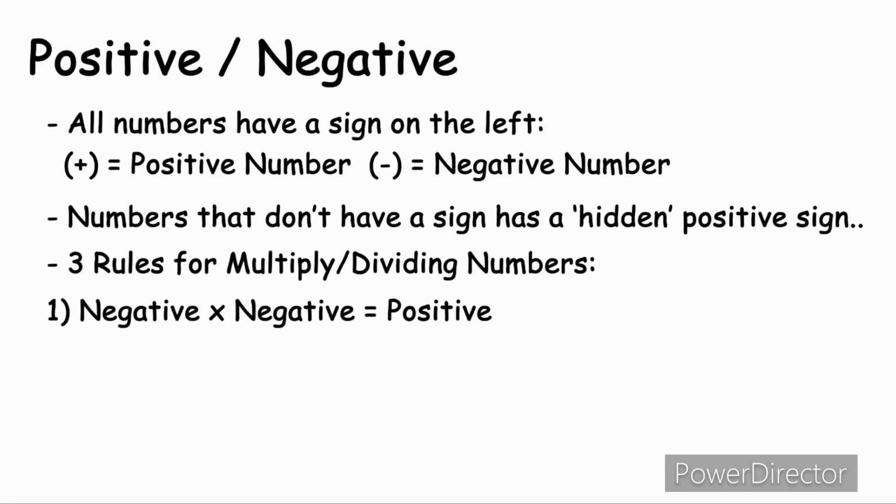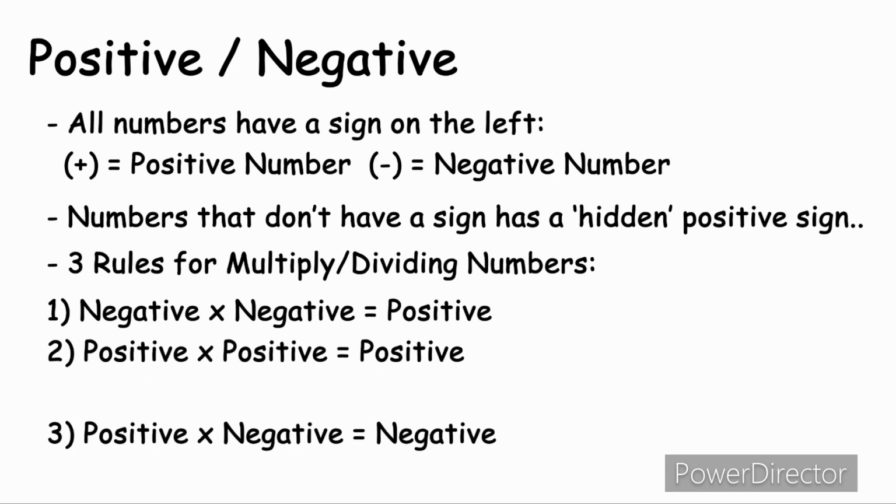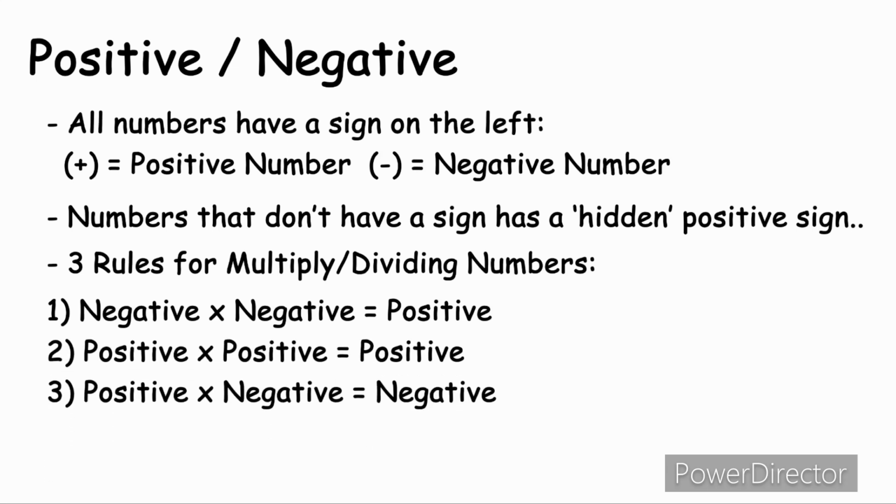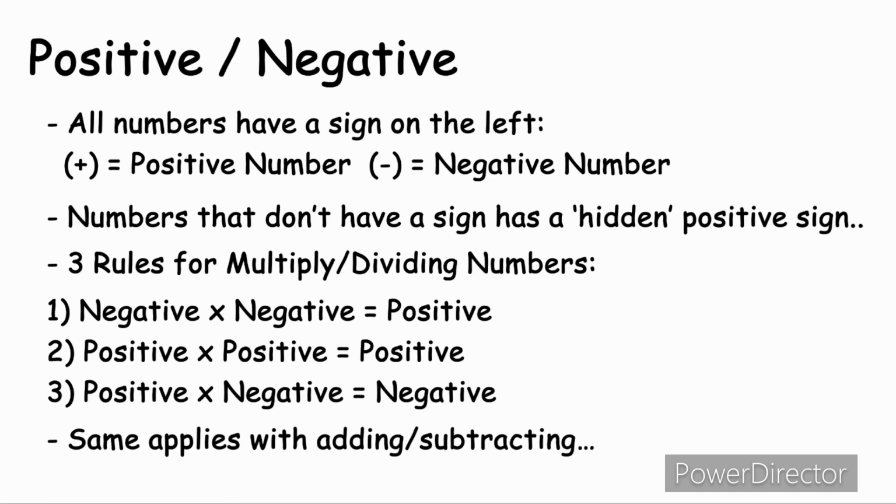2 negatives will make a positive number. 2 positives will also make a positive number. But 1 positive and a negative will make a negative number. It also works with addition or subtraction, where if you subtract a negative number, it is technically adding a number as there are 2 negatives in there. Just make sure you don't get that mixed up and everything should be fine.